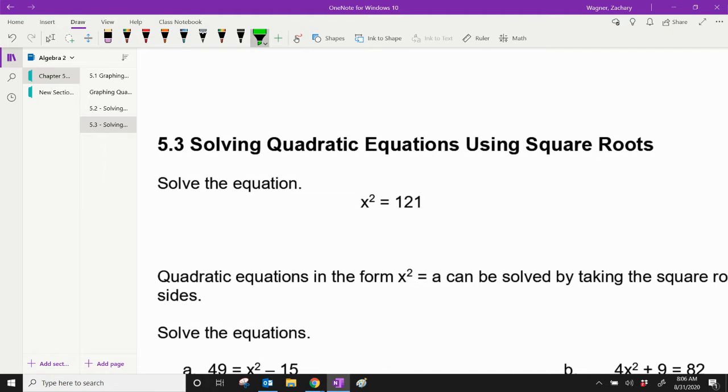All right. Solve this equation, x squared equals 121. If I wanted to solve this, let's see if I can bring my pen up. All right, starting off flawlessly.